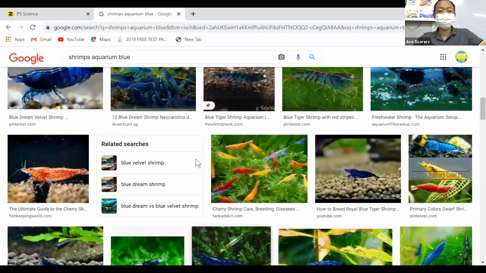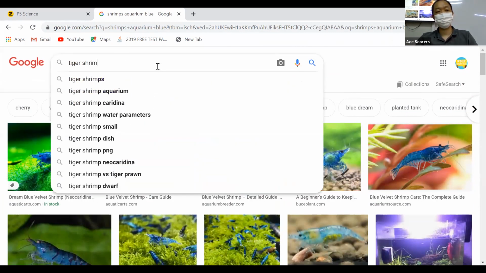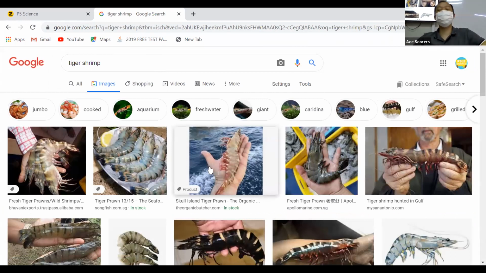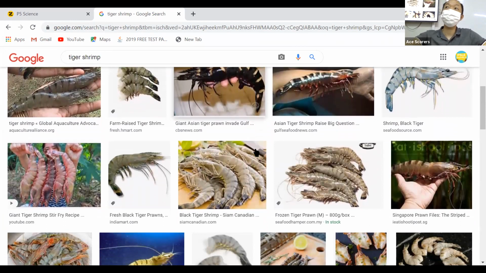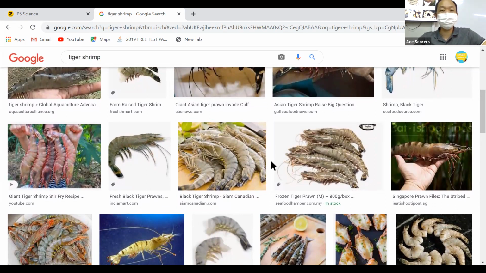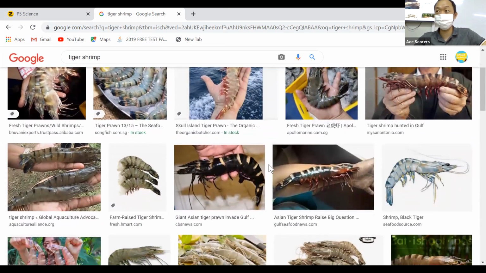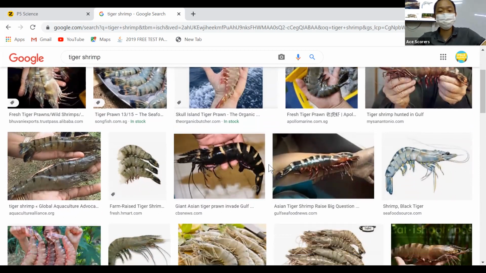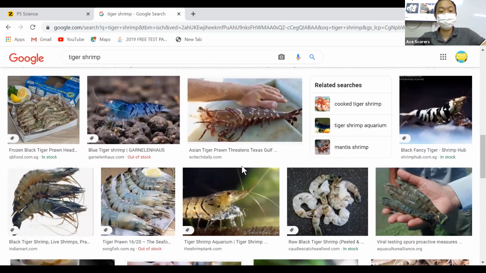So, what's a tiger shrimp? Oh, it is a little too big. I can't put a tiger shrimp inside because it's going to be too gigantic. Won't it eat the fish? Yeah, you might end up with the shrimp eating the fish, and then the fish become food for the shrimp. So that will be bad.